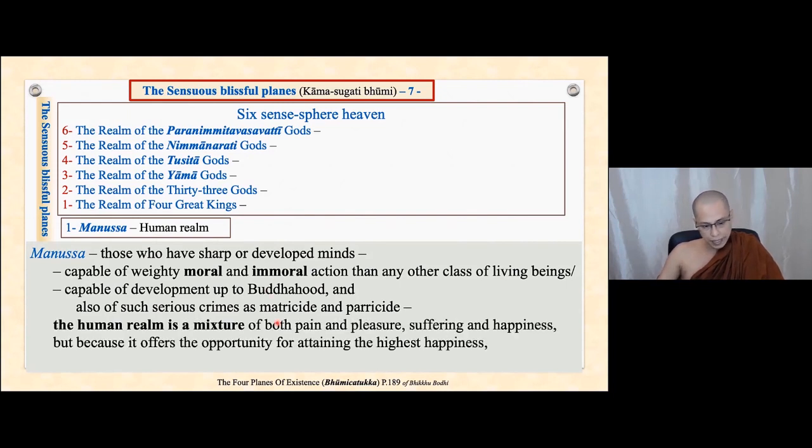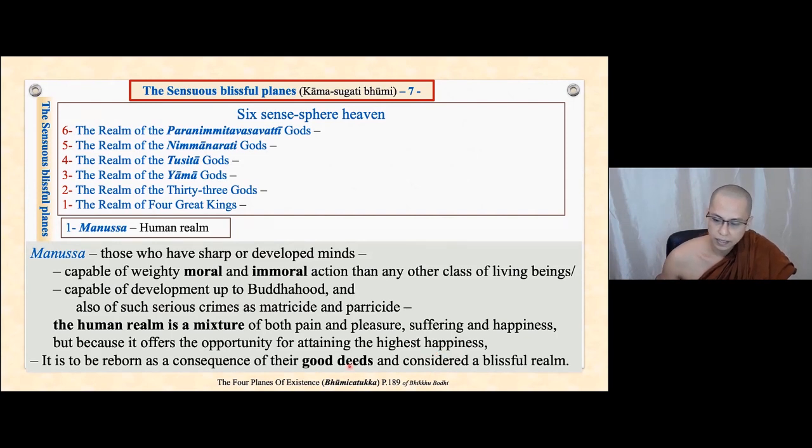Then we can understand that human life is a mixture of both pain and pleasure. Sometimes we get pain and sometimes we get pleasure, sometimes suffering, sometimes happiness. But because it offers the opportunity for attaining the highest happiness, and what does the highest happiness mean? To attain enlightenment. So the human realm is considered a beautiful realm, a beautiful plane of existence.